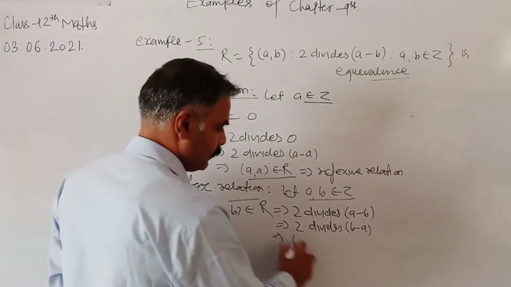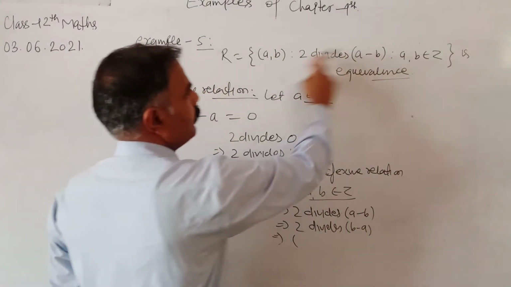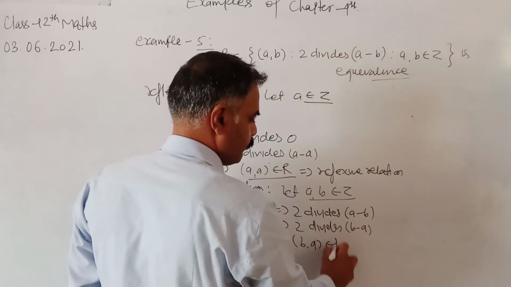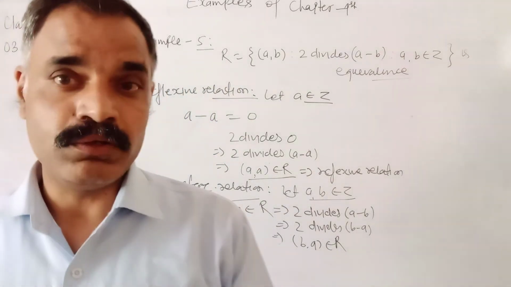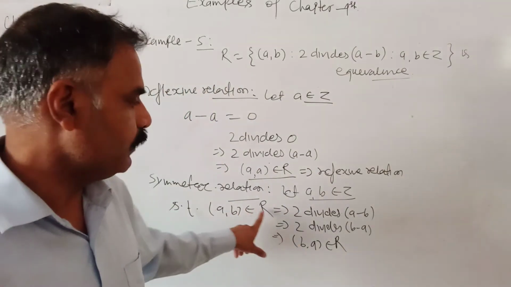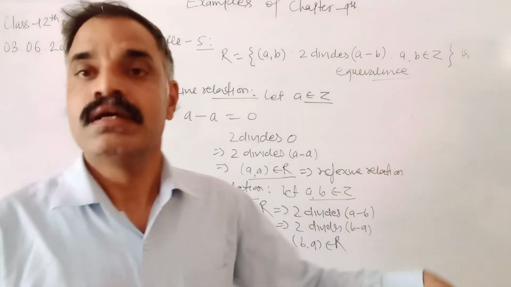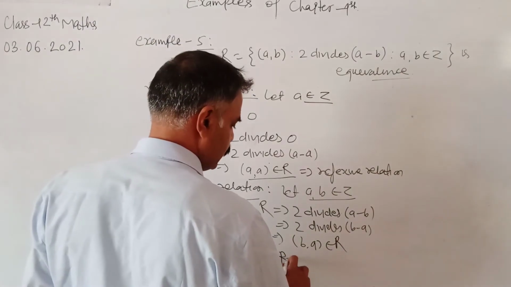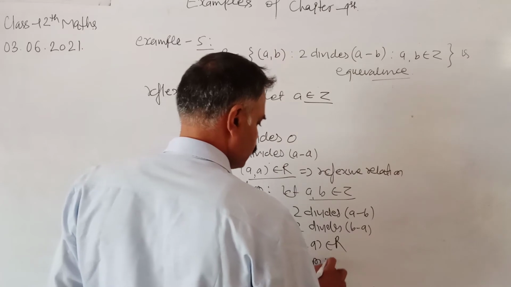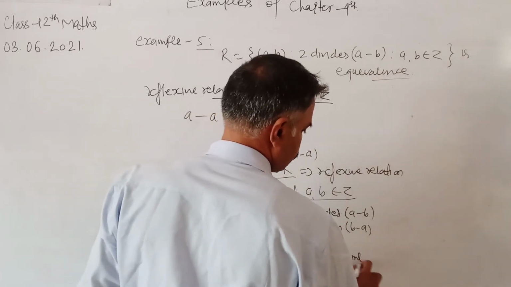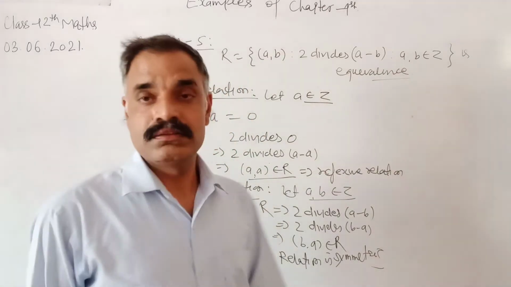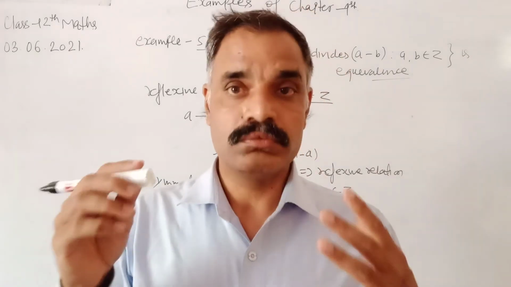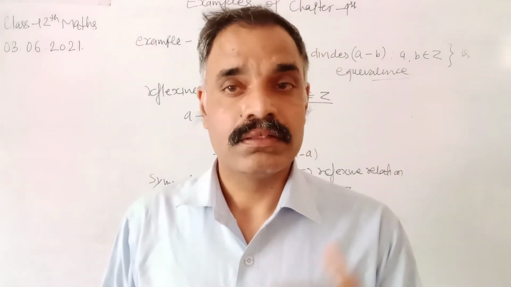2 divides a minus b, so (a,b) belongs to R. 2 divides b minus a, so (b,a) belongs to R. We have taken (a,b) belongs to R and shown (b,a) belongs to R. It means the relation is a symmetric relation. So this shows that the relation is symmetric. Now, to show the given relation is an equivalence, we also have to show that it is transitive.